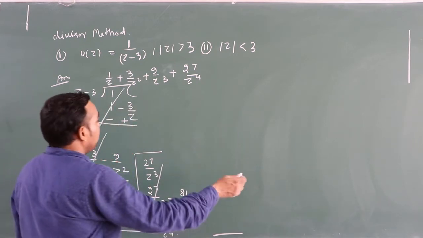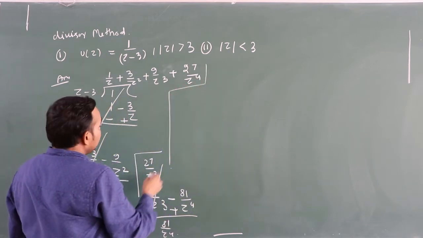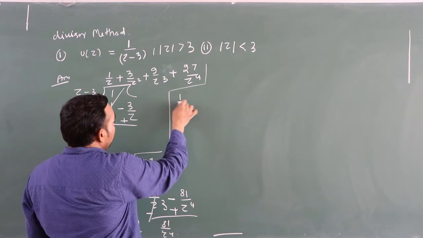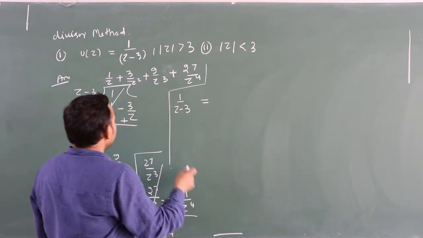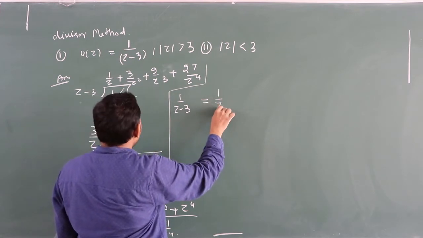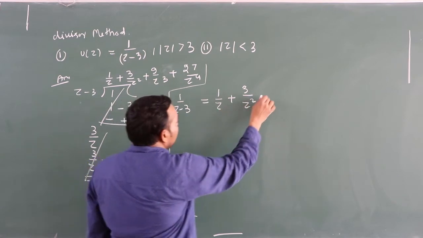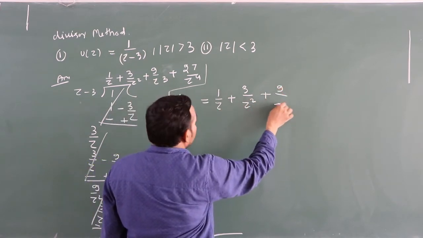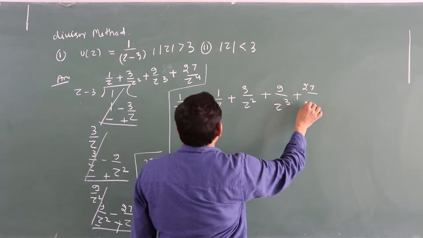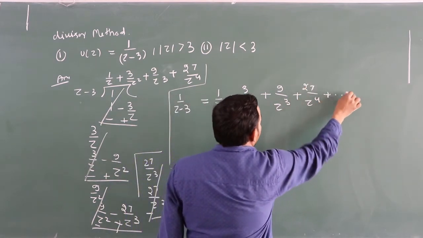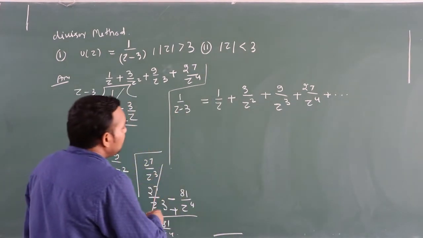Again if we divide, we get a series. So we can say 1 upon Z minus 3 can be written as 1 upon Z plus 3 upon Z square plus 9 upon Z cube plus 27 upon Z to the power 4 and so on.